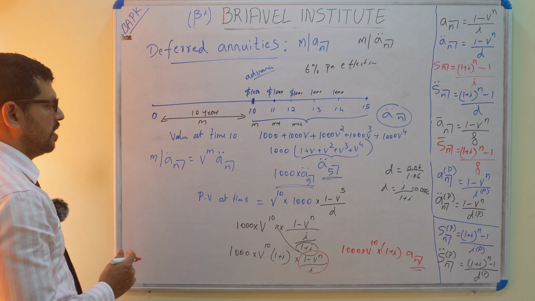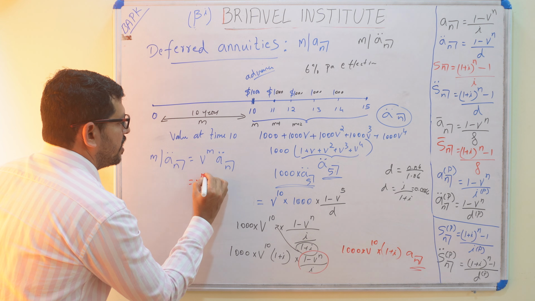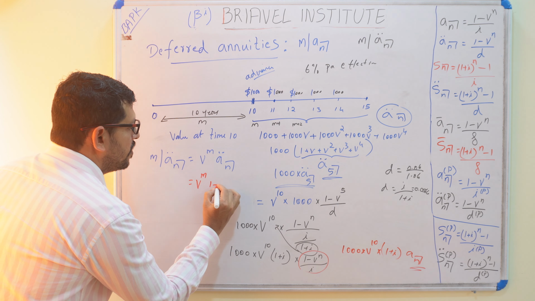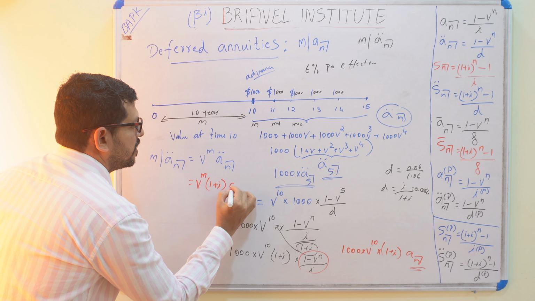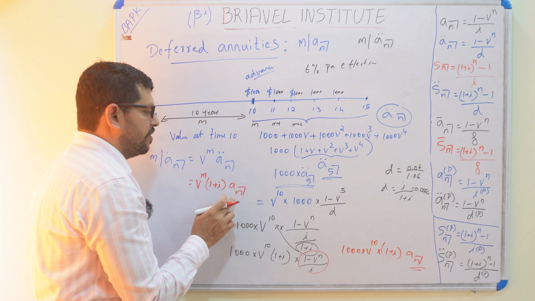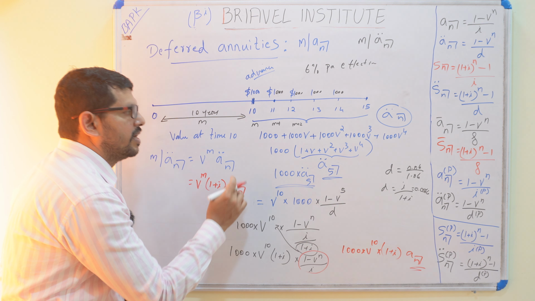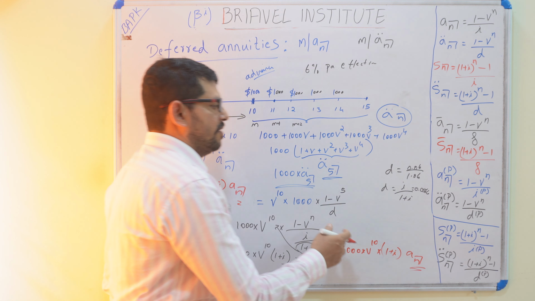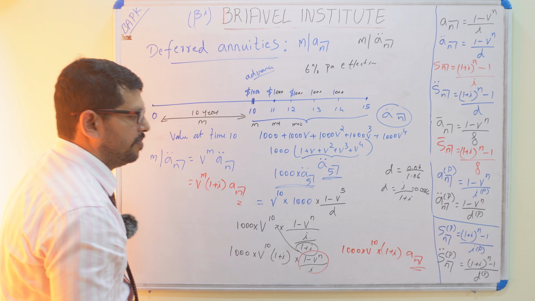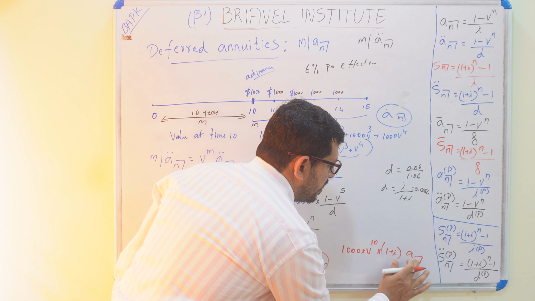So instead of this formula, we can write one more formula, v raised to m, (1 plus i) an. Here it is a due n, so instead of a due n we have written an. So an we can directly get from the table. So what will be the an? Here an is equal to 5 years.